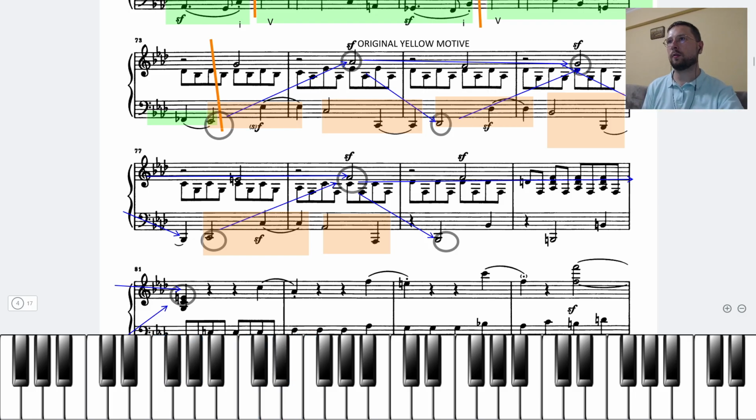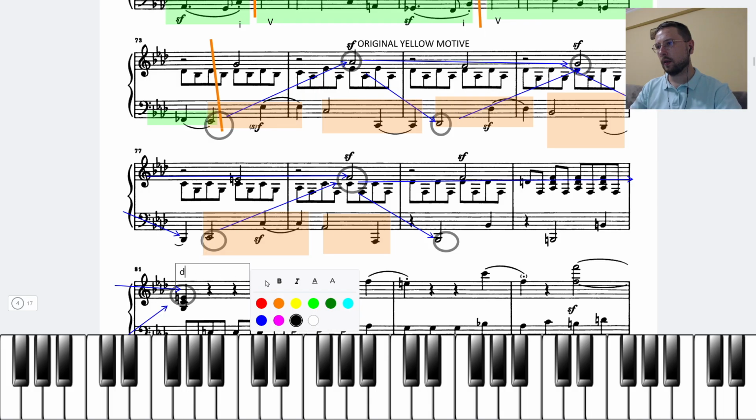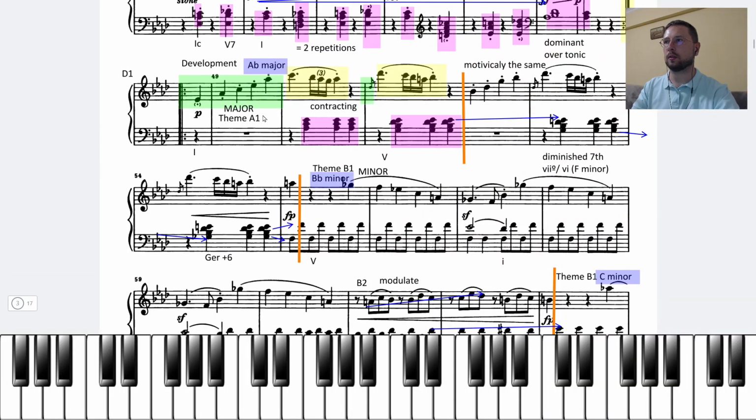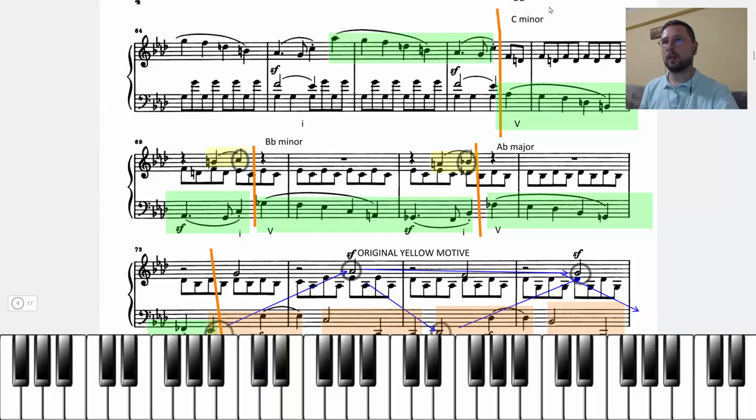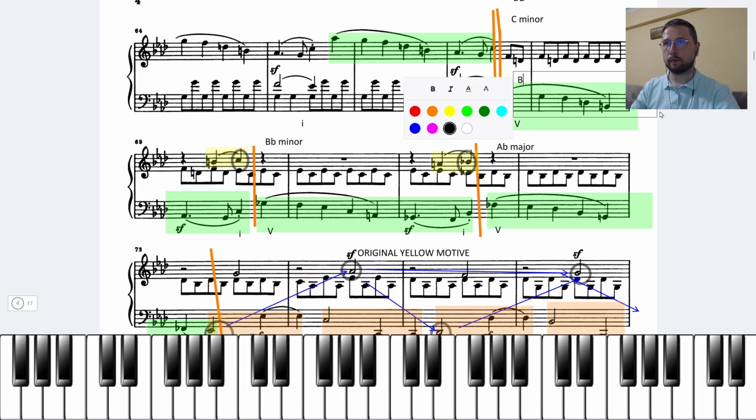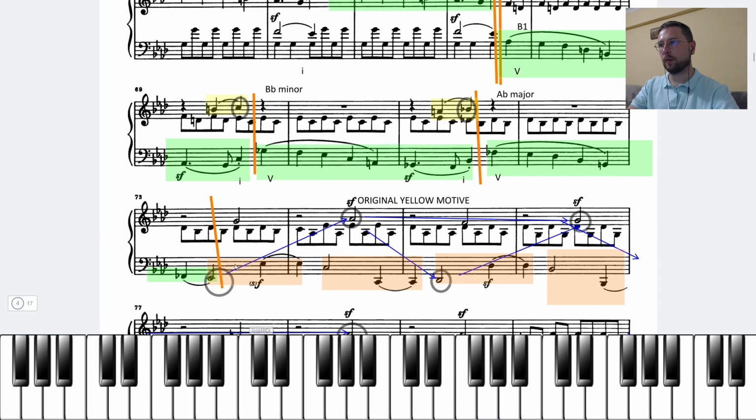Which leads to the final part, which is D3, which basically consists of a standing on the dominant. Now, each of these sections, D1, D2, D3, have at least 2 parts. So we can see D1 has a development of A1 and a development of B2. Right. D2, on the other hand, has a development of B1, and then it has this development of the orange motive, right, which was in the accompaniment.